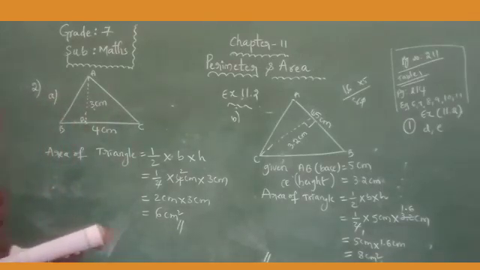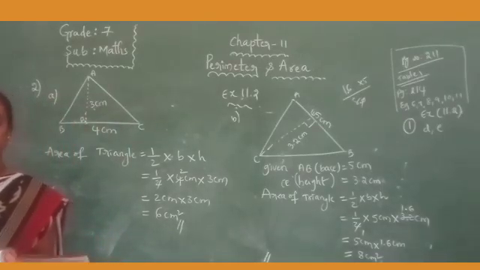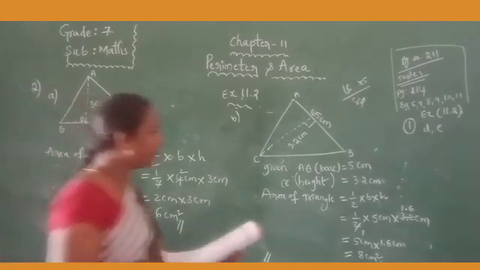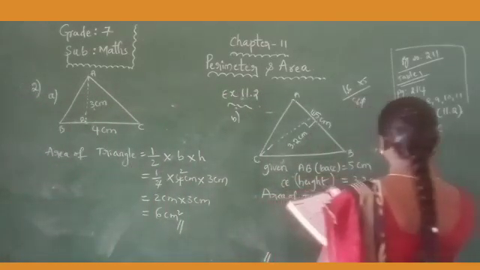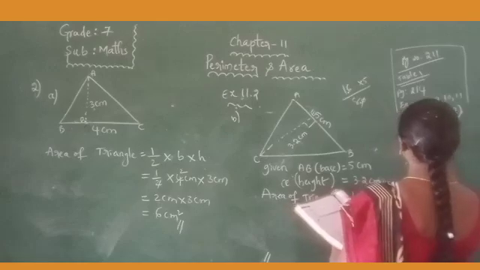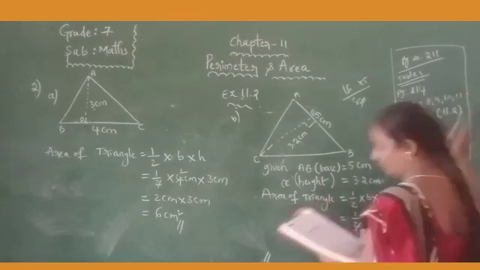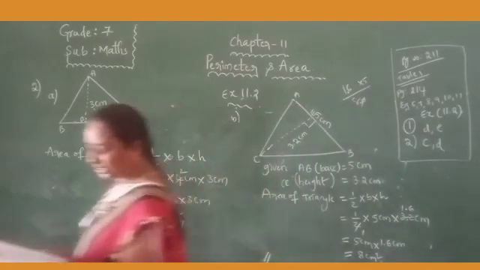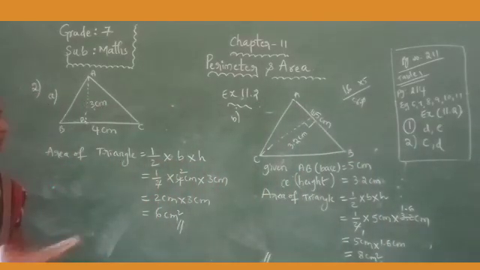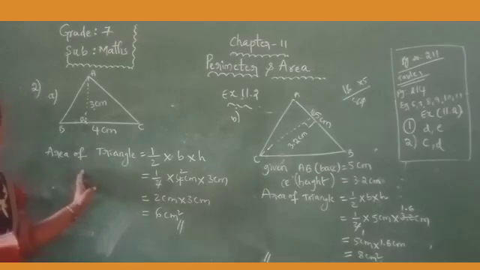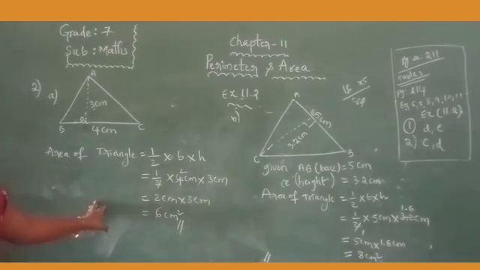So write, the remaining C and D you have to solve. Very easy problems, that's why I am giving them to you as homework. From the second question, C and D problems you have to solve neatly. Children, up to now you have learned the area of a parallelogram and area of a triangle. So these problems you have to solve neatly.